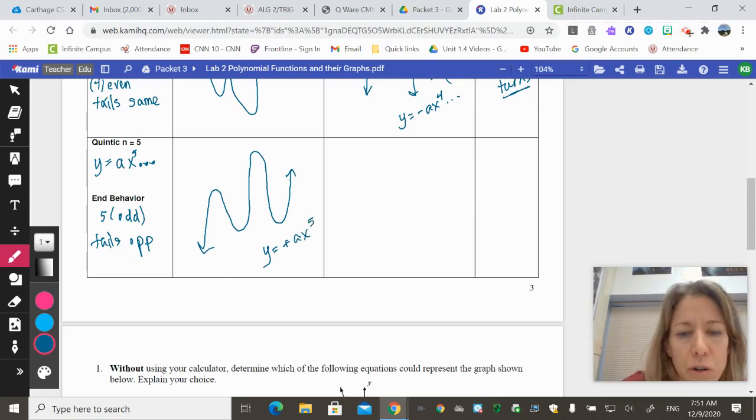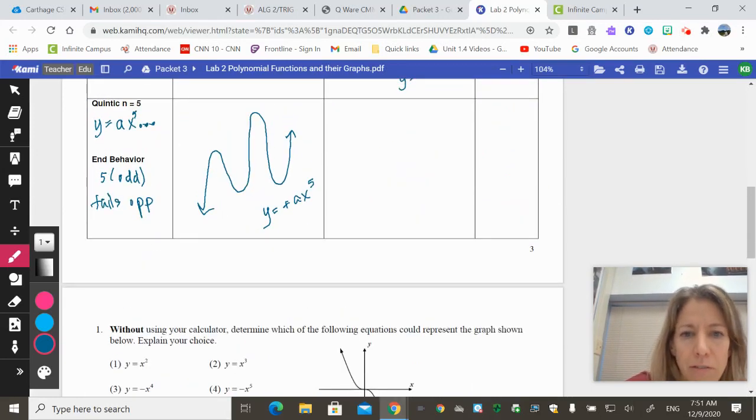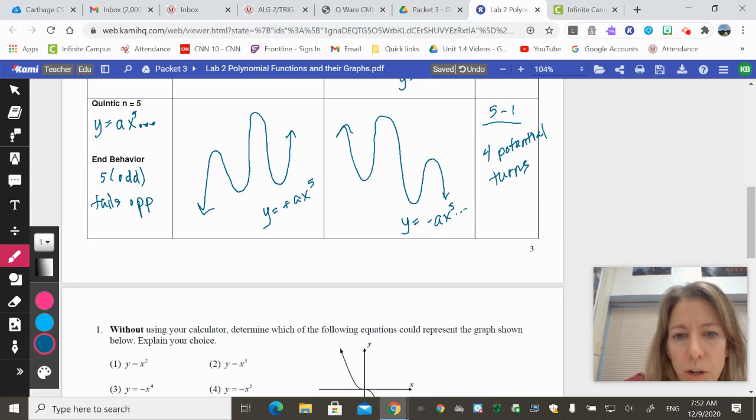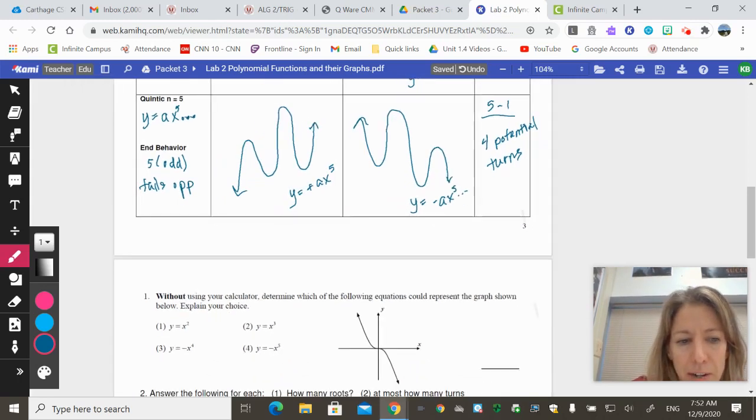There we go. Okay, so the quintic, if you want to try to draw the quintic with a negative lead coefficient, go ahead. Hopefully it'll be easy for you. Basically, it's going to be the reversal of the positive lead coefficient where the right tail is now down. So 1, 2, 3, 4, and this is a possible y equals negative ax to the 5th. And again, since our degree is 5, we subtract 1, and there's a potential for 4 turns. Okay, if we had less than 4 turns, one of those curves would have like a flat bottom.